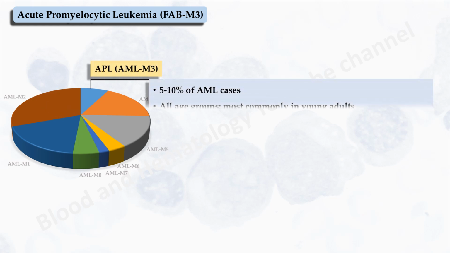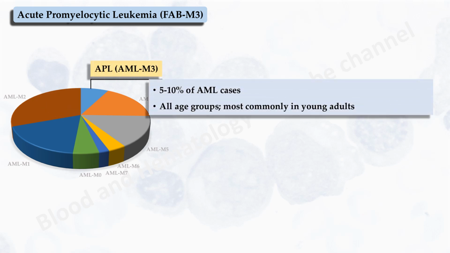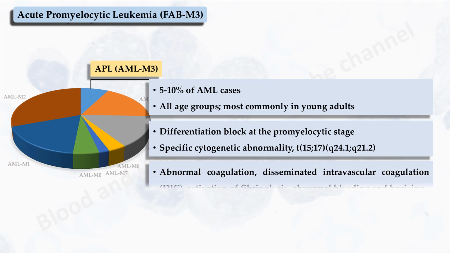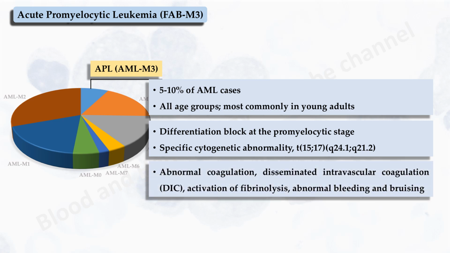Acute promyelocytic leukemia, APL, comprises 5 to 10% of AML cases and occurs in all age groups but is seen most commonly in young adults. APL is characterized by a differentiation block at the promyelocytic stage and is associated with a specific cytogenetic abnormality, chromosomal translocation 15;17. In APL there is abnormal coagulation, disseminated intravascular coagulation and activation of fibrinolysis, resulting in abnormal bleeding and bruising.